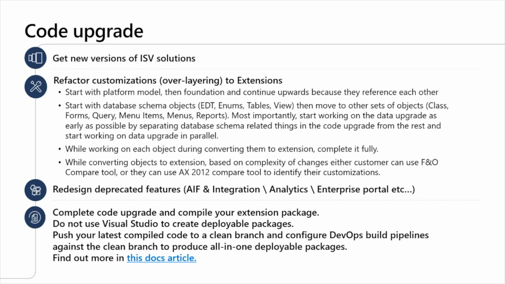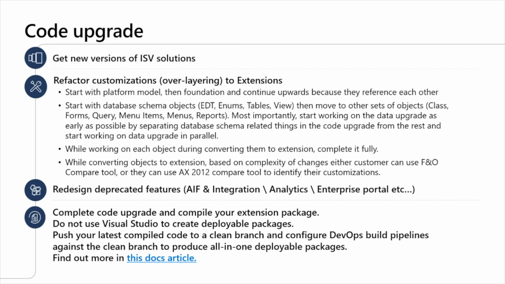While converting objects to extension, based on the complexity of changes, the customer can either use the FNO compare tool or the AX2012 compare tool to identify their customization. Redesign deprecated features like AIF and integration, analytics, enterprise portal, etc. This takes time for the customer to understand the design and implement, so how quickly they start helps.